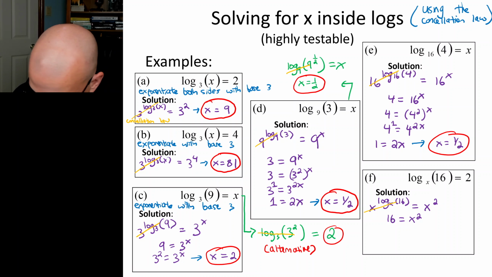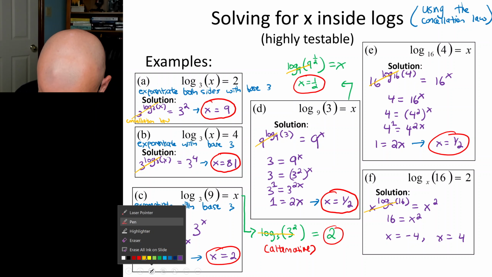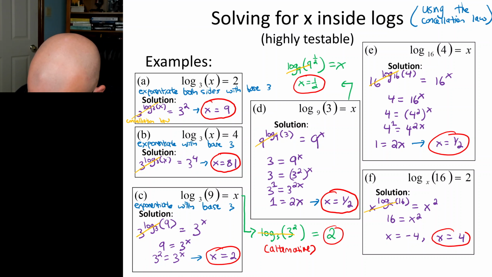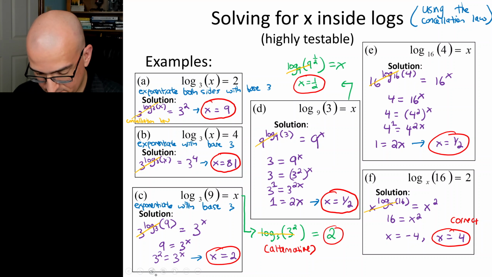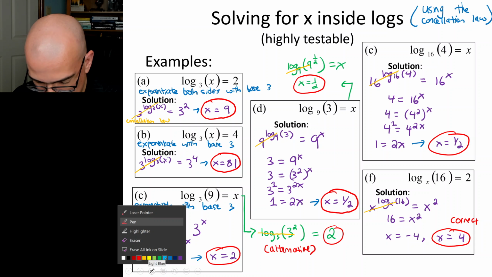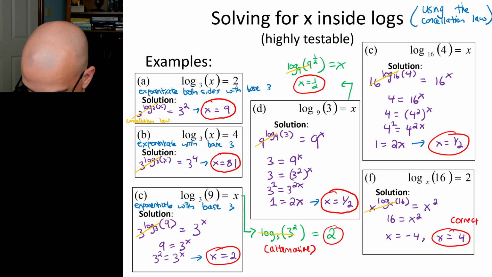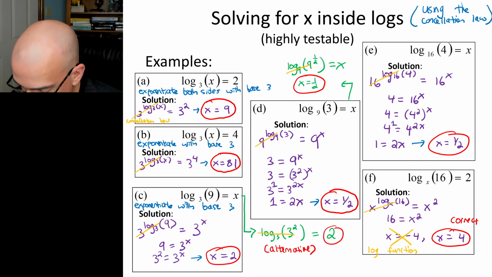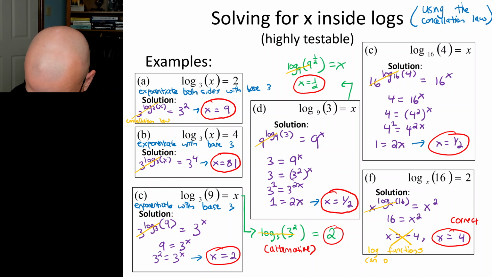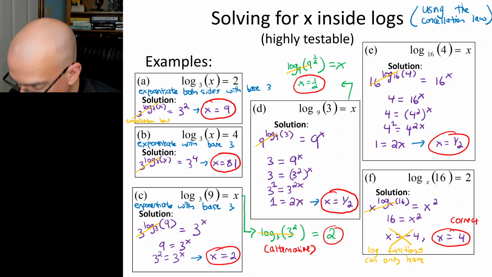And what we get is x equals minus 4, and x is equal to positive 4. But one of those solutions is incorrect. This one's correct. Why is the negative one incorrect? And the answer is we're not allowed to have the log function with a negative base. Log functions can only have a positive base, just like exponential functions can only have a positive base. Notice that x is in the base of the log at the very beginning in the original problem.